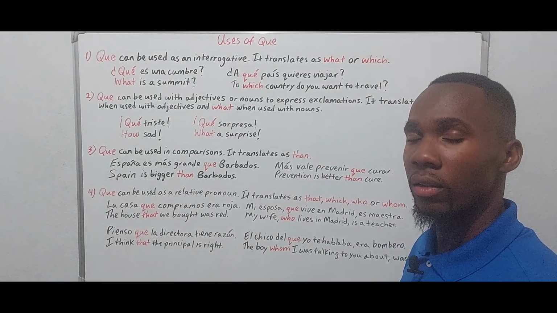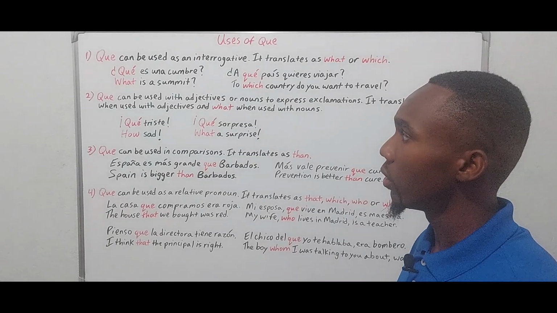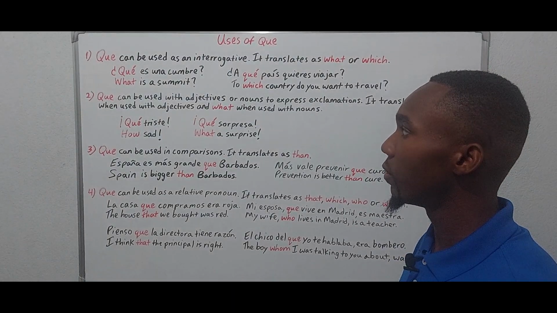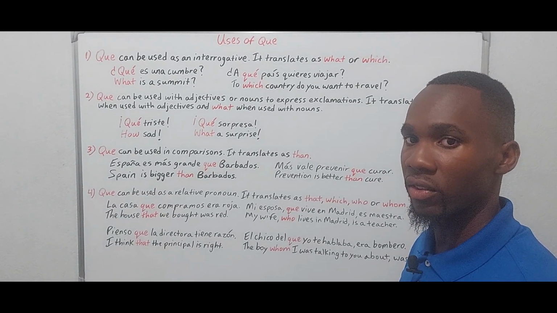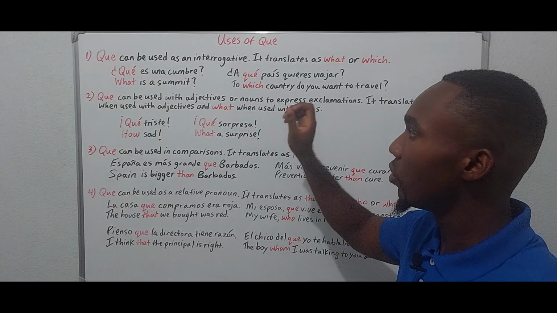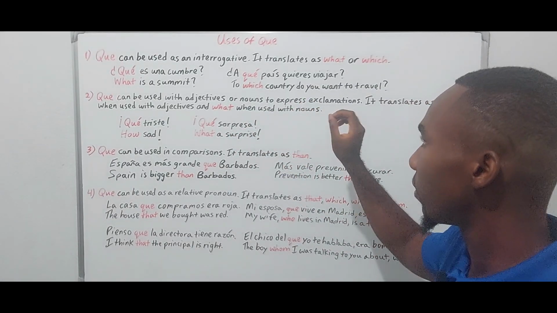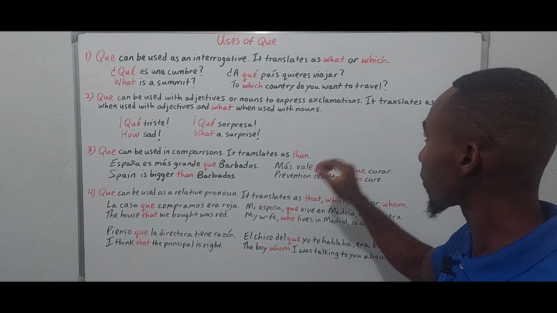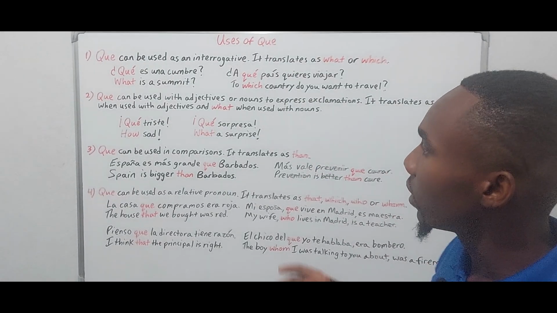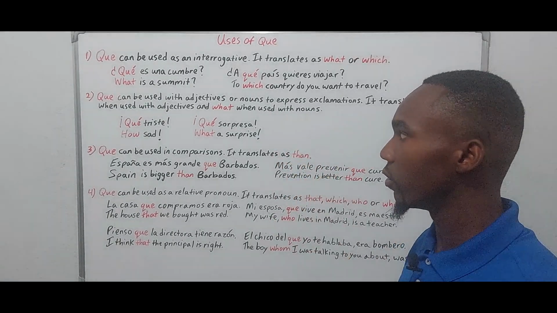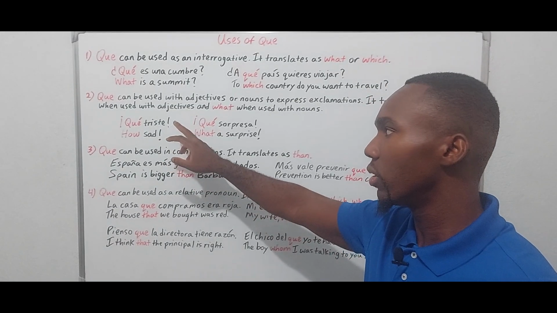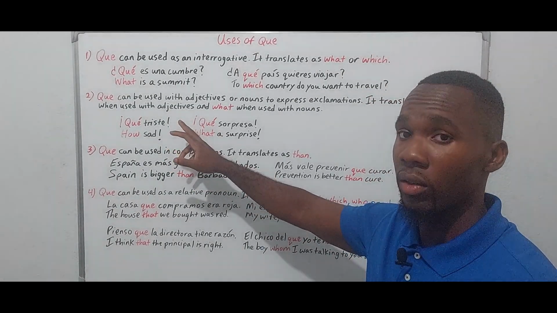Yes, so that's the first usage. Let's move on to the second usage, which is going to be for impersonal expressions or exclamations. Que can be used with adjectives or nouns to express exclamations. It translates as how when used with adjectives and what when used with nouns. And by the way, qué is going to have the accent on the e.